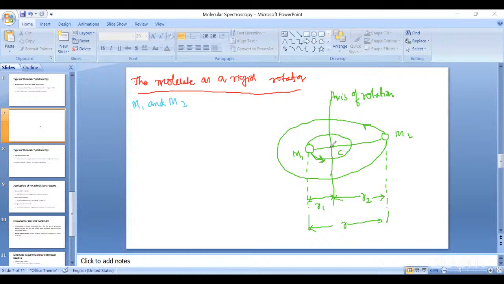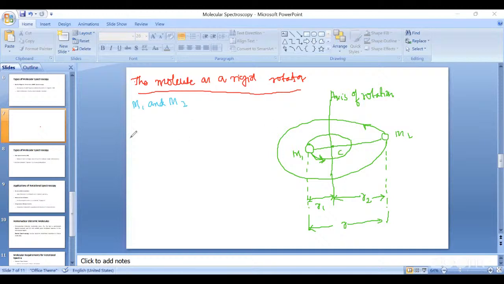This system is capable of rotating about an axis passing through the center of mass, which we call C. The axis is perpendicular to the internuclear axis.